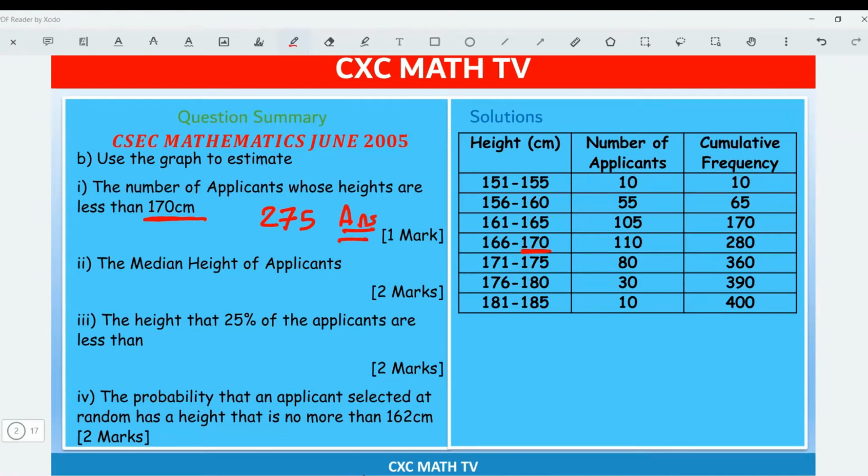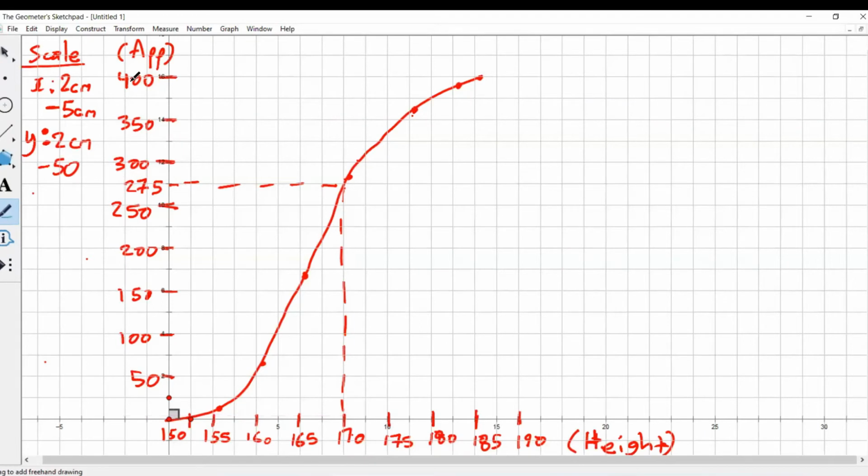Now it says find the median height. How many persons are there in total? There are 400 female police officers. So the median is in the middle, 200. We want to find the position of the 200th height. 400 divided by 2 is 200. We're going to call the 200 Q2, or the position of Q2. When you go to 200, you draw dotted lines and then go down. That height you get on the x-axis is the median height.